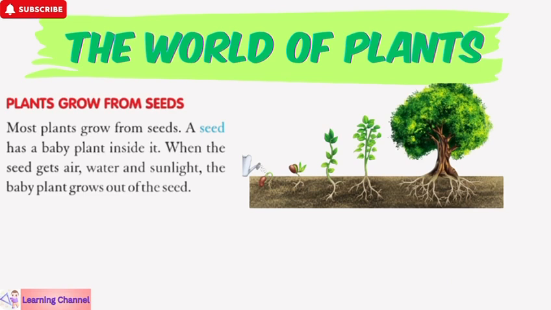After studying the parts of plants, let's study the growth of plants. Plants grow from seeds. Most plants grow from seed. A seed has a baby plant inside it. When a seed gets air, water, and sunlight, the baby plant grows out of the seed.